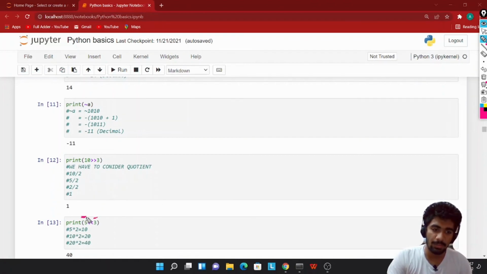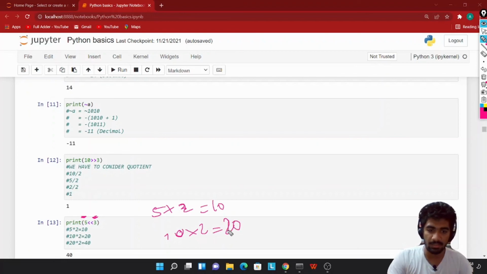When you perform left shift 3 times, the first time we multiply 10 by 2, that is 20. Second time we multiply the 20 by 2, that is 40. Third time we multiply the 40 by 2, that is 80. So the output would be 80. So this is how we perform the left shift operator. So these are the bitwise operators that we need to know.